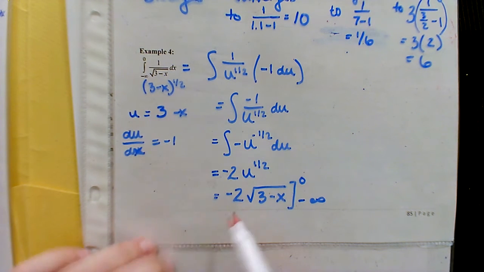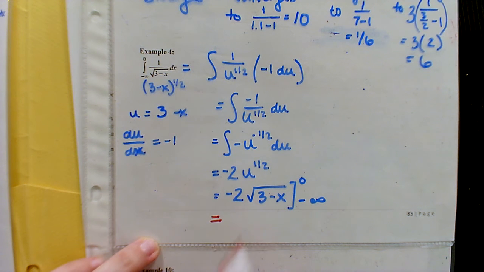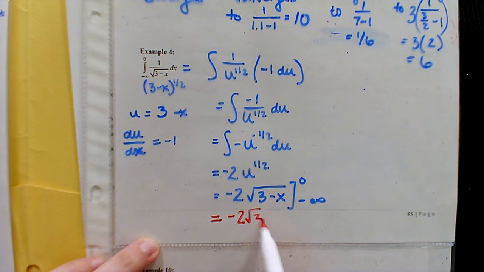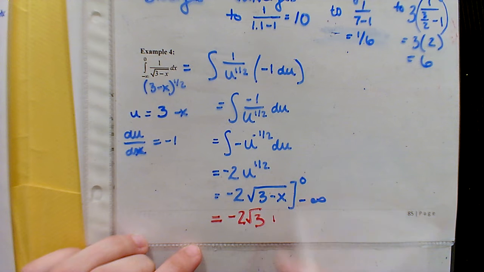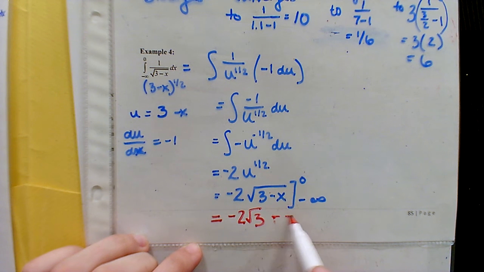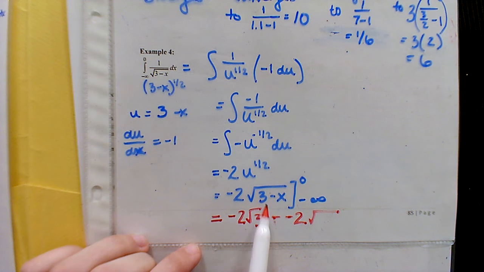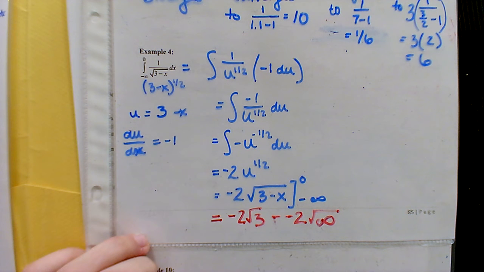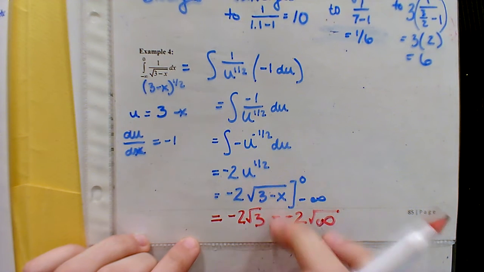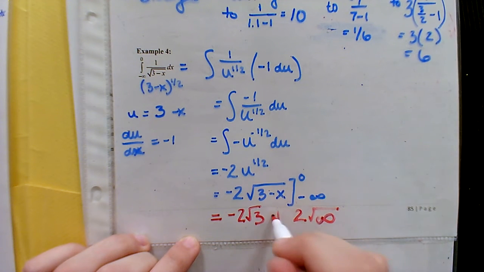All right, if we plug in the top bound, we'll have -2 square root of 3. And if we plug in the bottom bound, let's see, we're subtracting a -2 times the square root of 3 minus a negative infinity. So it'd be 3 plus infinity, which is basically an infinity. And if you're subtracting a negative, that's the same as adding.